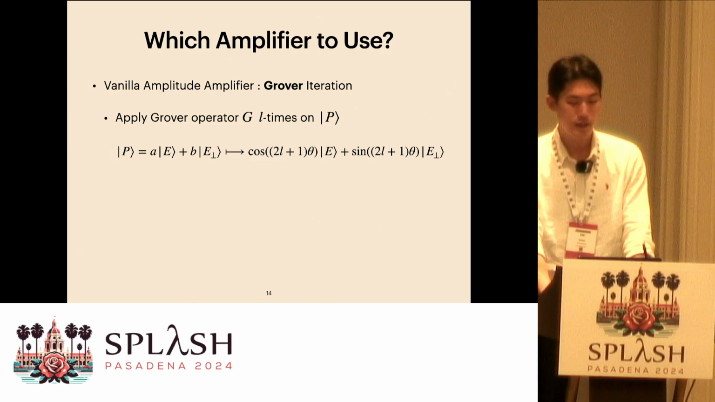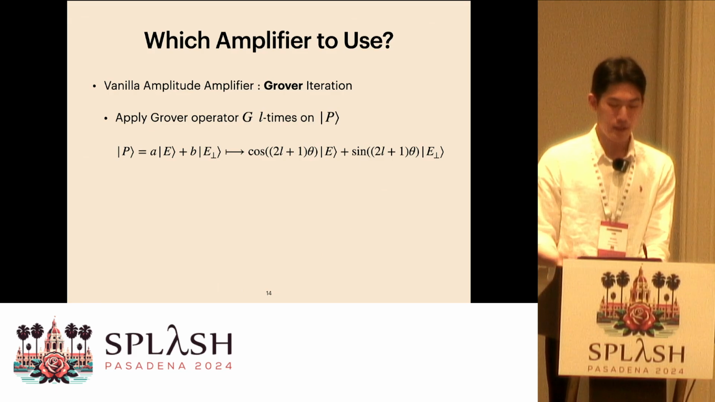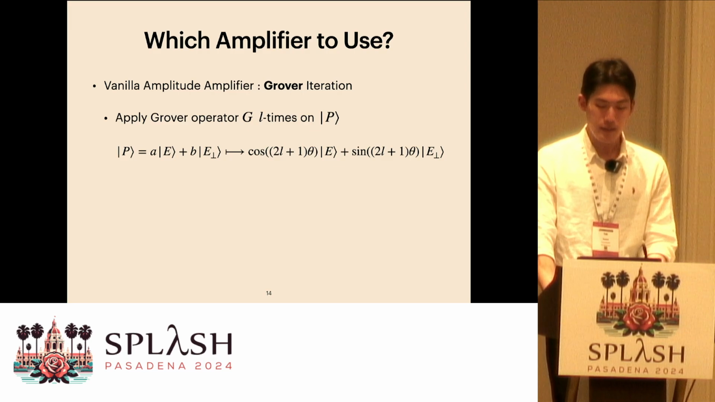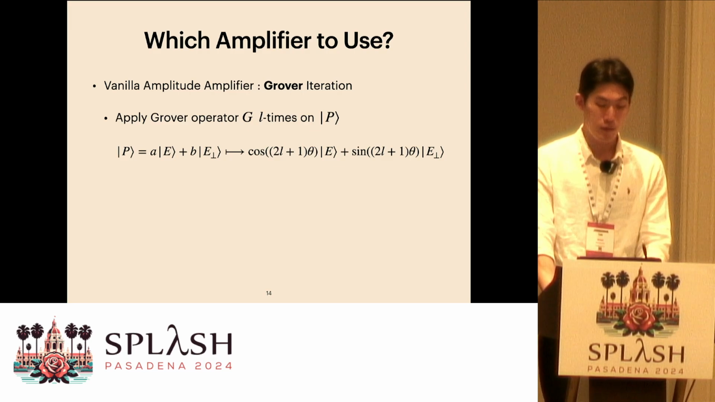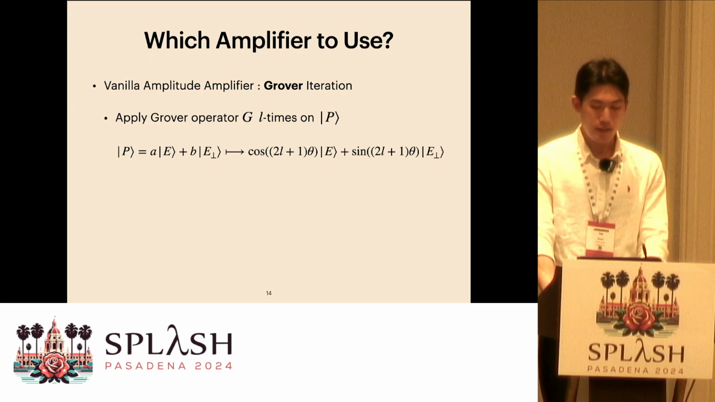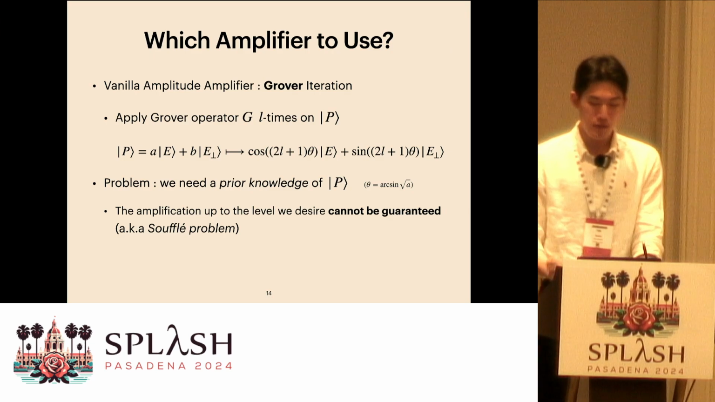Here, one issue arises with this approach. While we can use the Grover iteration for amplifier, which is a well-known amplification operator in quantum computing, to amplify the ECAT state by applying the Grover operator G multiple times, it doesn't guarantee the amplification without any prior knowledge of the source state. And this is called souffle problem.